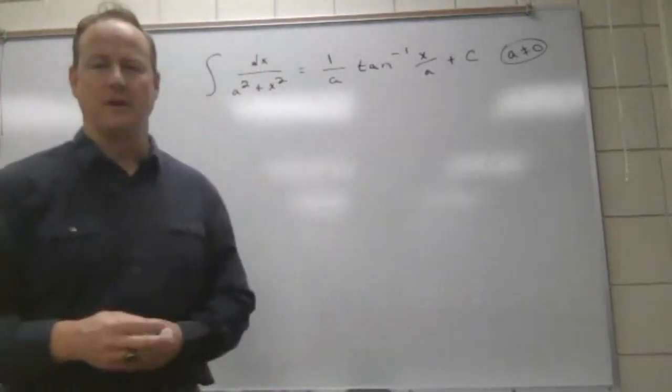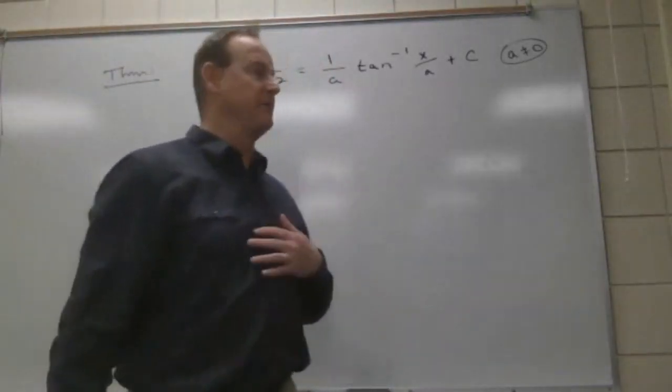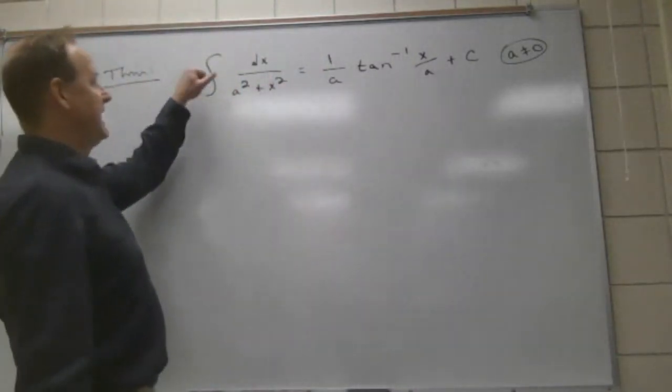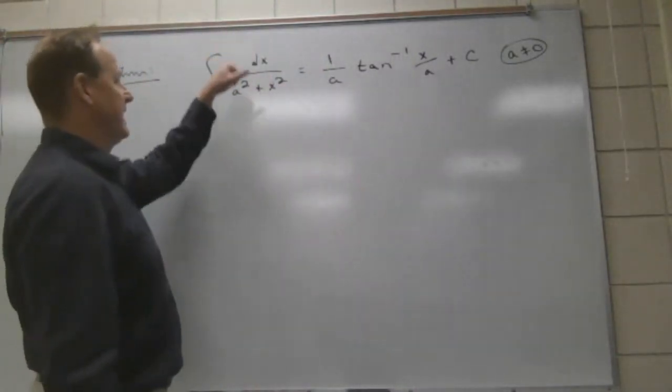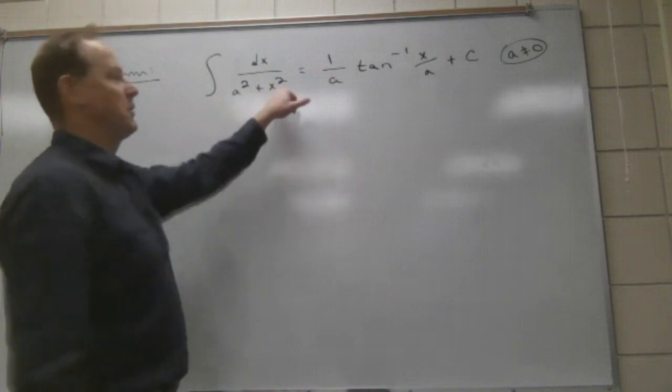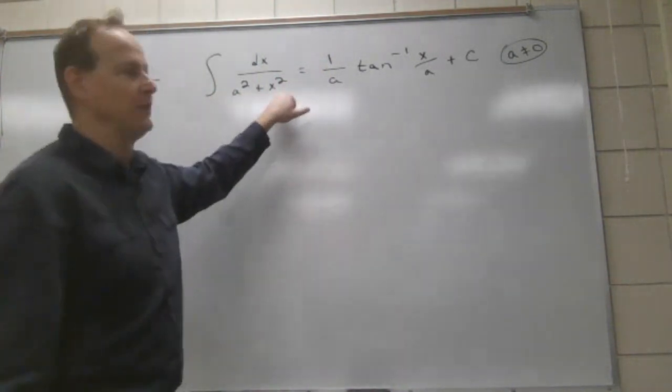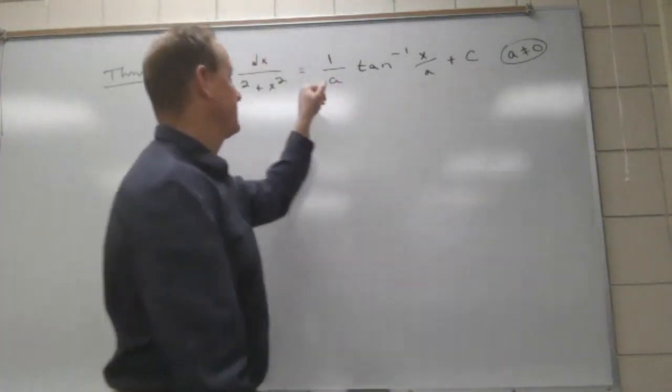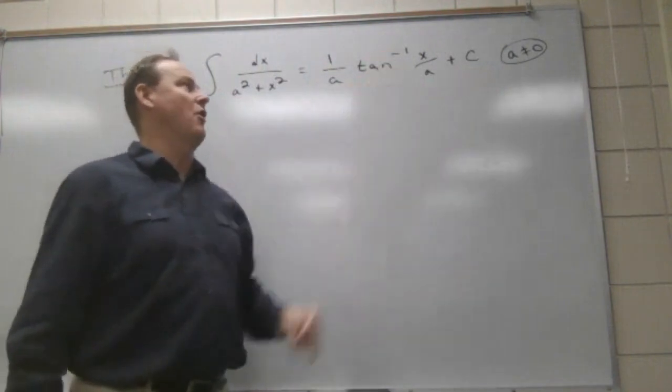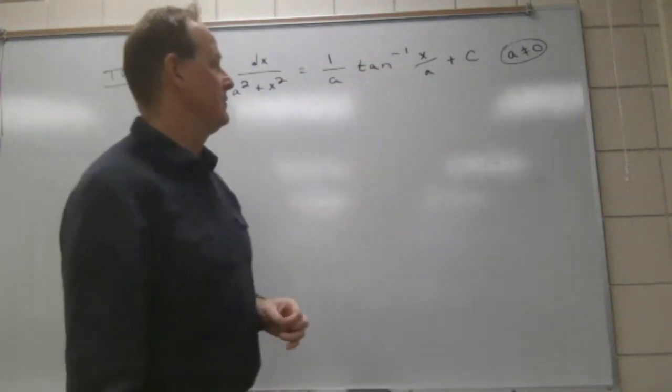So now let's prove one of the three major theorems that were given to us, that the antiderivative with respect to x of 1 over a squared plus x squared, where a is not equal to 0 in this case, is going to actually equal 1 over a arctangent x over a plus c.